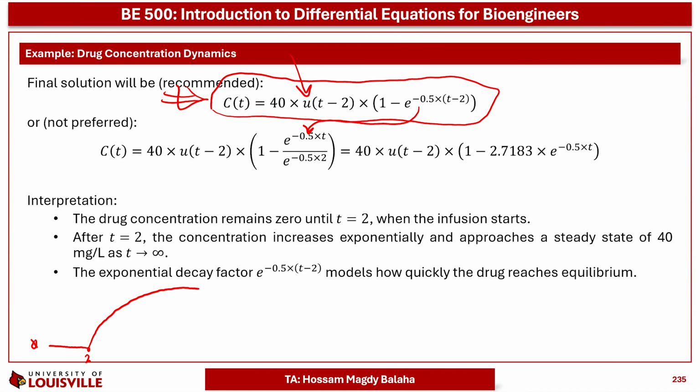So what is the maximum value here? We can determine it. Simply, once you start with t more than or equal to 2, then you can ignore that part. Now substitute here. 40 multiplied by 1 minus something. And here it's infinity. So the exponential of negative infinity equals 0. So 40 multiplied by 1 minus 0 will be 40. So the maximum value that can be reached will be 40. So it will start at time equals 2 to increase until it reaches the value of 40, which is the value of the steady state.